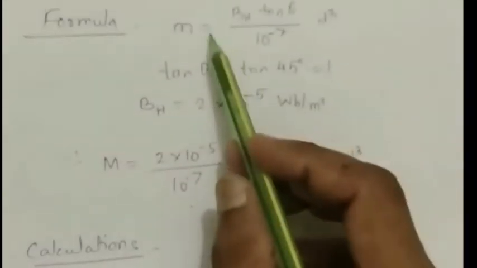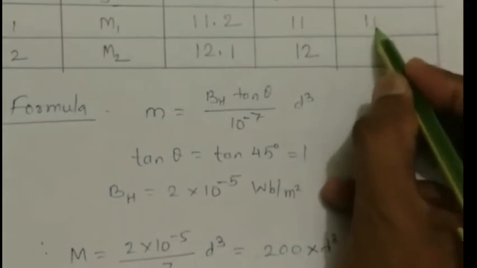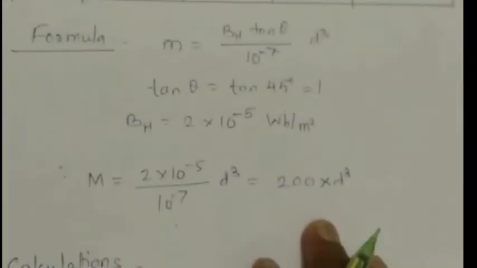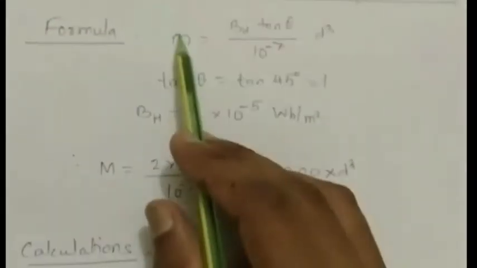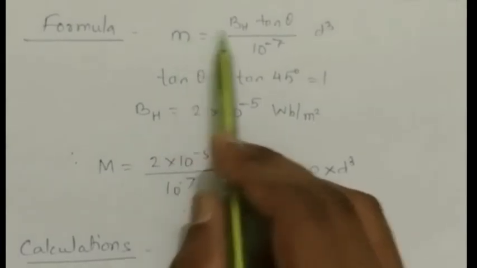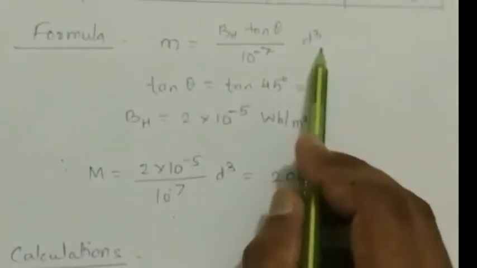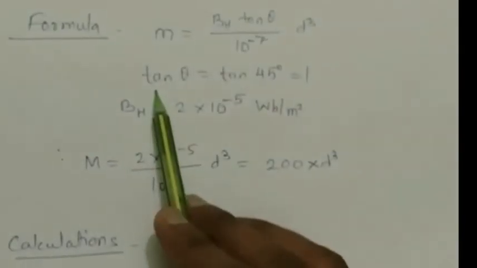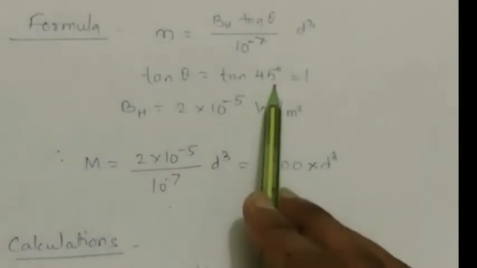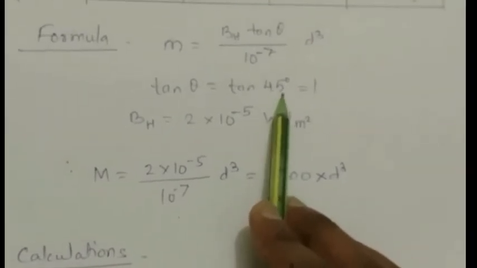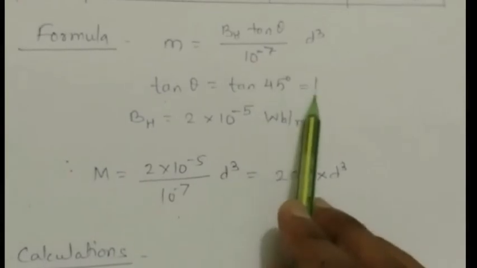So we will use this in the calculation. So here is the formula. We can write here 11.1 and 12.05. Now for the tan B position, M, that is the magnetic moment, is equal to BH tan theta D cube divided by 10 raised to minus 7. In this case, tan theta is fixed as tan 45 because the deflection is arranged at 45 degrees. So tan 45 degrees is 1.